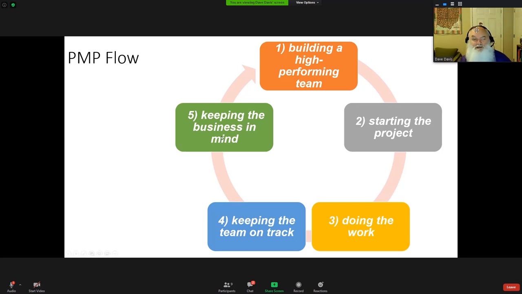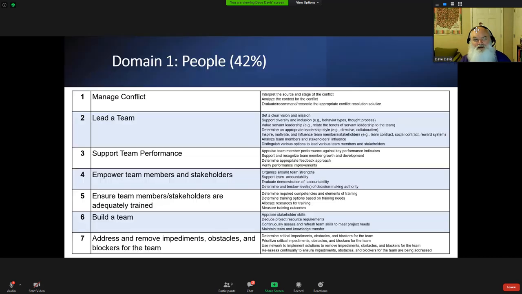And then finally, keeping the business in mind. So notice now the PMP exam is sort of lining up with some things we talked about with PMBOK Guide 7. And you'll be seeing more and more of that as these standards are rolled out. I talked before about the domains there. They actually break out the domains into tasks and then what they call enablers.